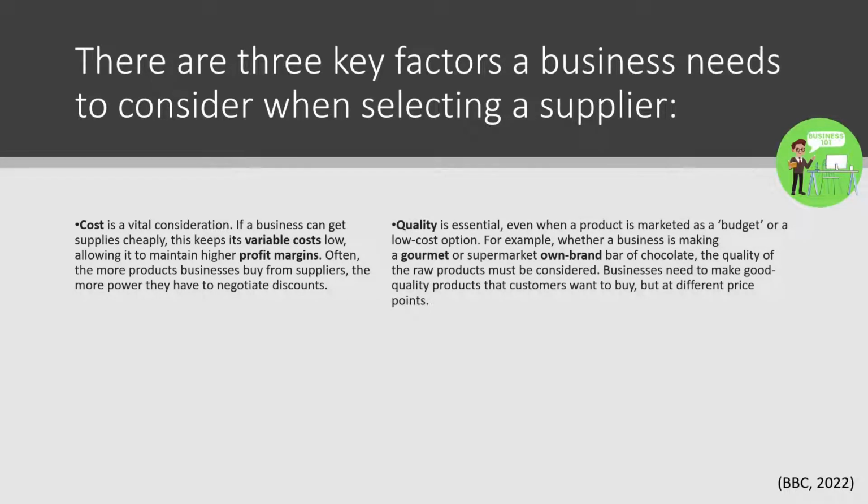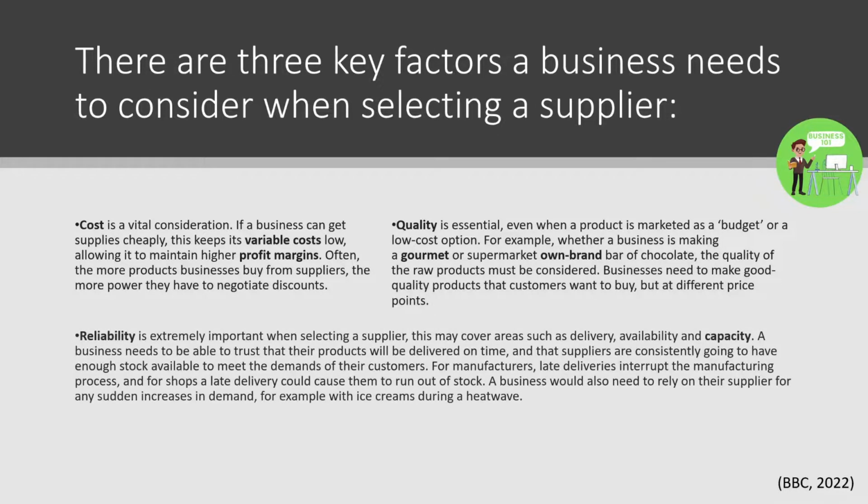Quality. Quality is essential, even when a product is marketed as a budget or a low-cost option. So, for example, whether a business is making a gourmet or supermarket own brand chocolate bar, the quality of the raw product must be considered. So, businesses need to make good quality products that customers will want to buy, but at different price points.